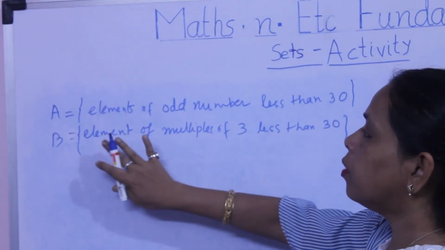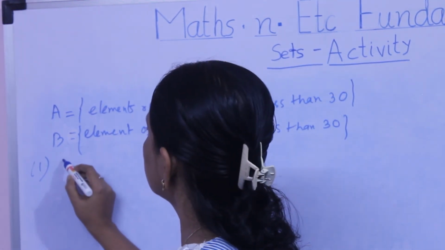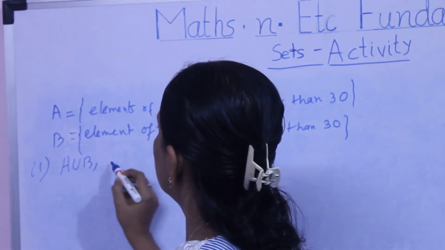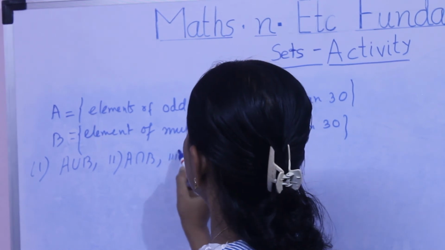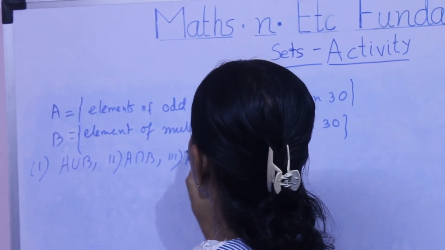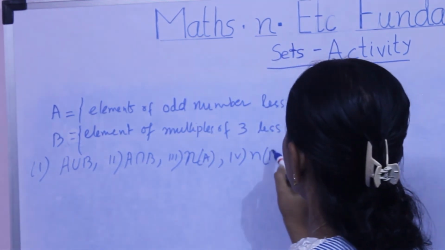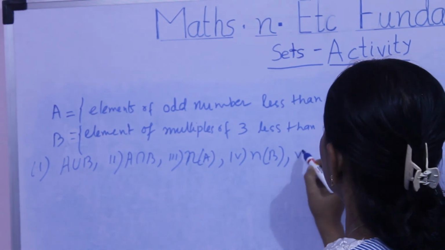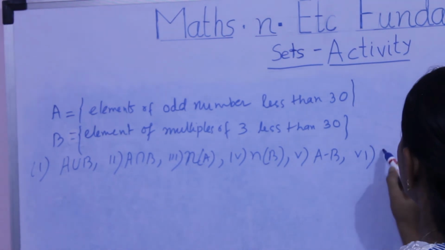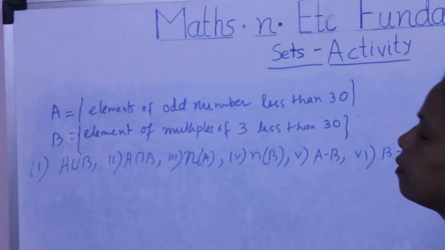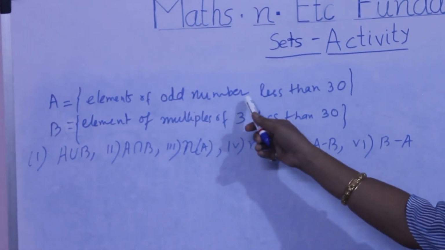Using these two sets, we have to find: number 1, A union B; number 2, A intersection B; the number of elements in A, the number of elements in set B; A minus B; and B minus A. Okay? So first form the sets.